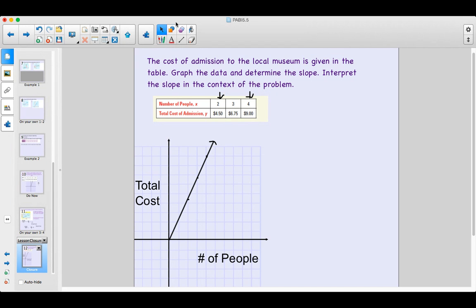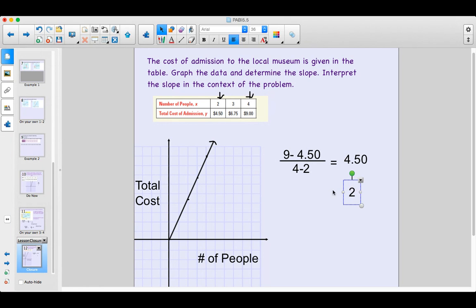Okay, we're going to use the slope formula just because it's a little bit easier than counting on this graph. So we're going to do 9 minus 4.5, or $4.50, because that would be my Y2 and my Y1. And I'm going to put that over 4 minus 2. If I subtract on top, 9 minus 4.50 is still leaving me with 4.50. And 4 minus 2 is 2.